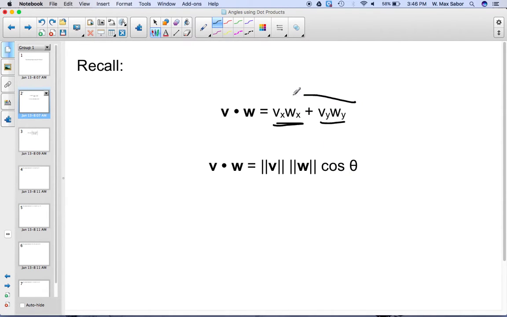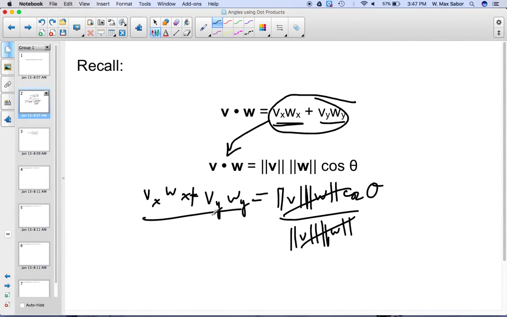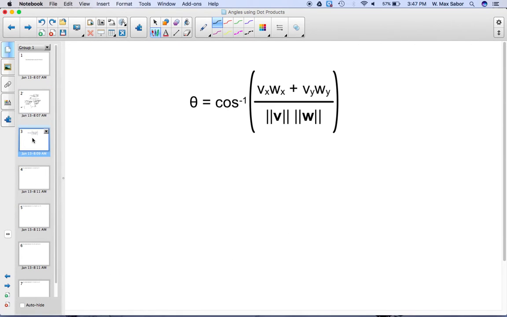If we combine these two ideas, we can substitute it in and get that the product of the magnitudes times cosine theta equals the sum of the products of the components. We can divide by the magnitudes on both sides. And then we will get cosine theta equals that. So in other words, theta equals the arc cosine of that whole thing, which I have on this next slide.